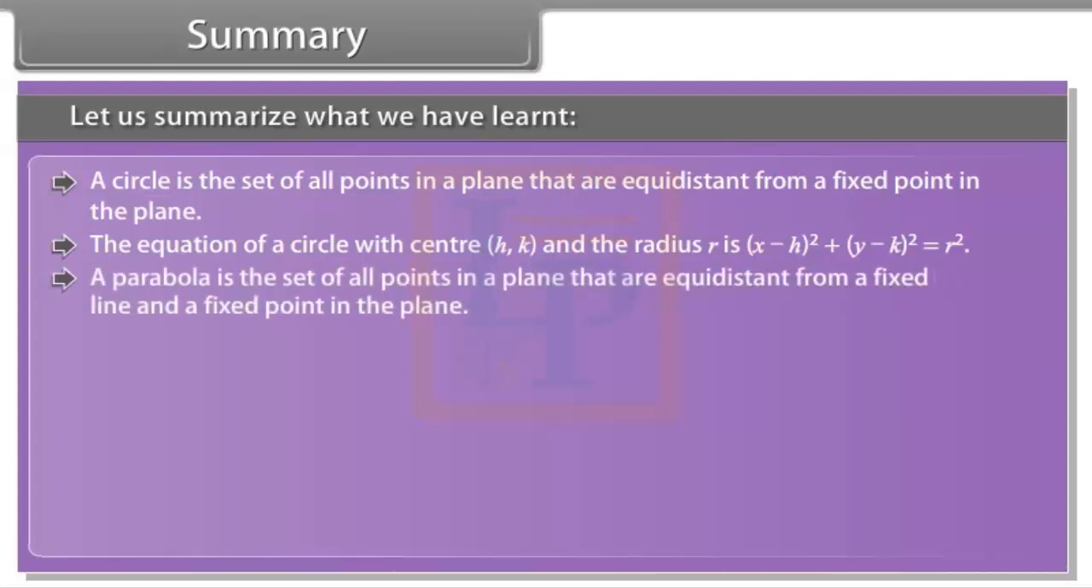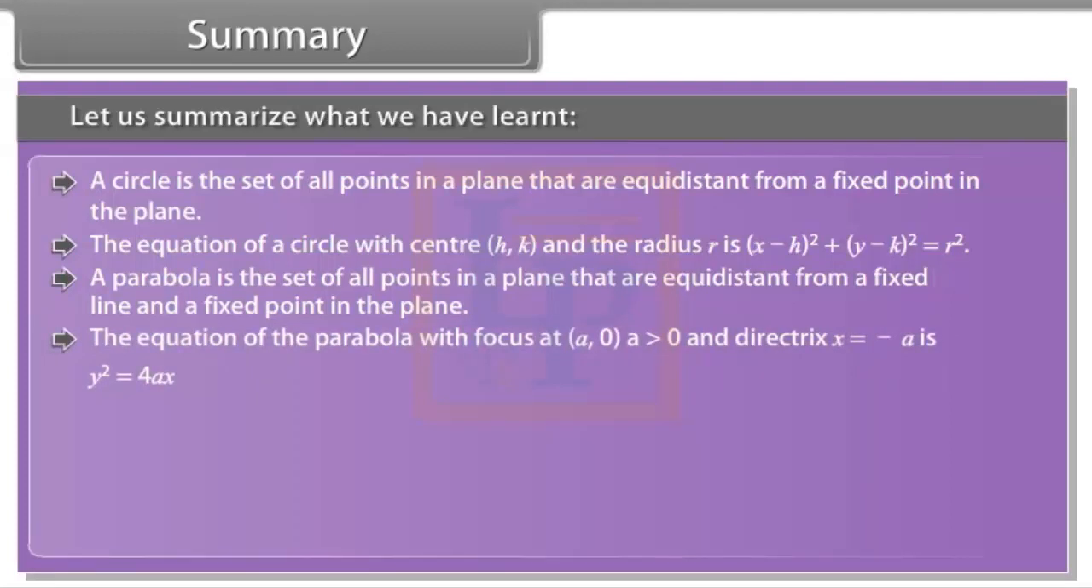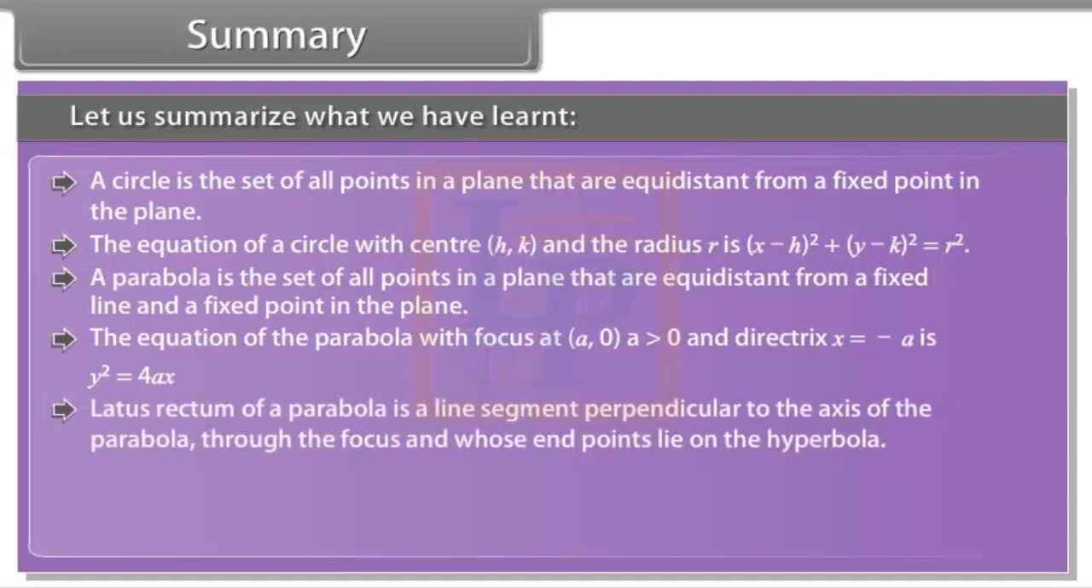A parabola is the set of all points in a plane that are equidistant from a fixed line and a fixed point in the plane. The equation of the parabola with focus at (a, 0), where a is greater than 0, and directrix x is equal to minus a, is y square is equal to 4ax. Latus rectum of a parabola is a line segment perpendicular to the axis of the parabola through the focus and whose endpoints lie on the parabola. Length of the latus rectum of the parabola y square is equal to 4ax is 4a.